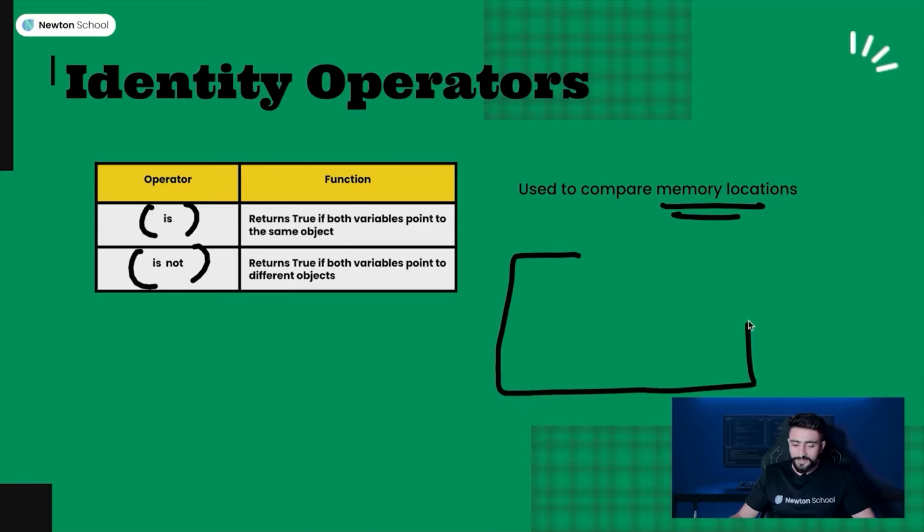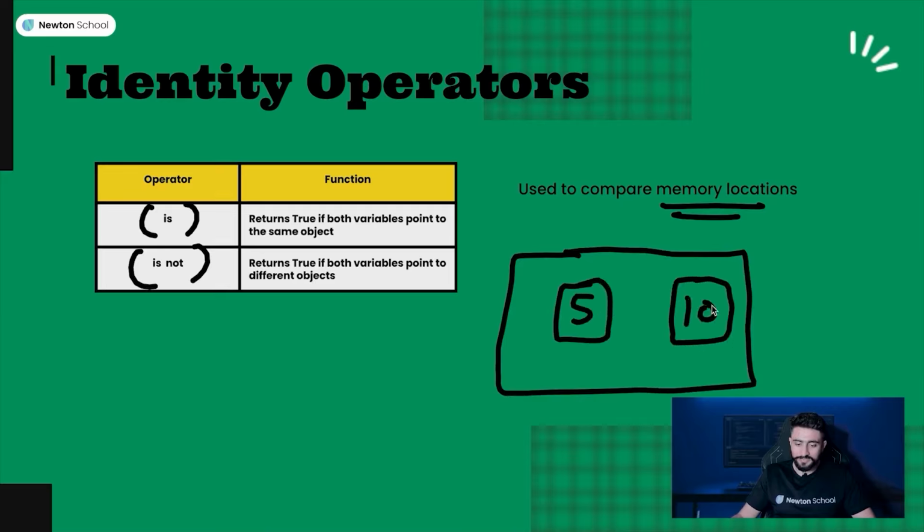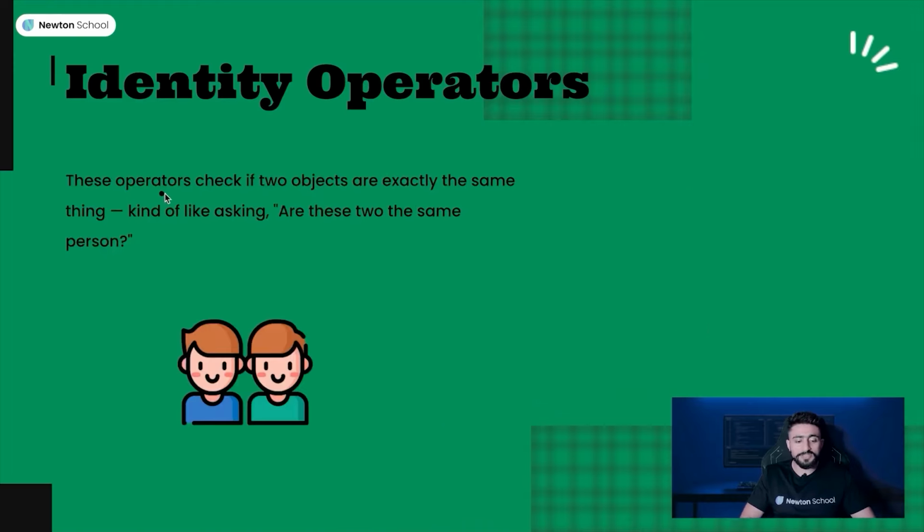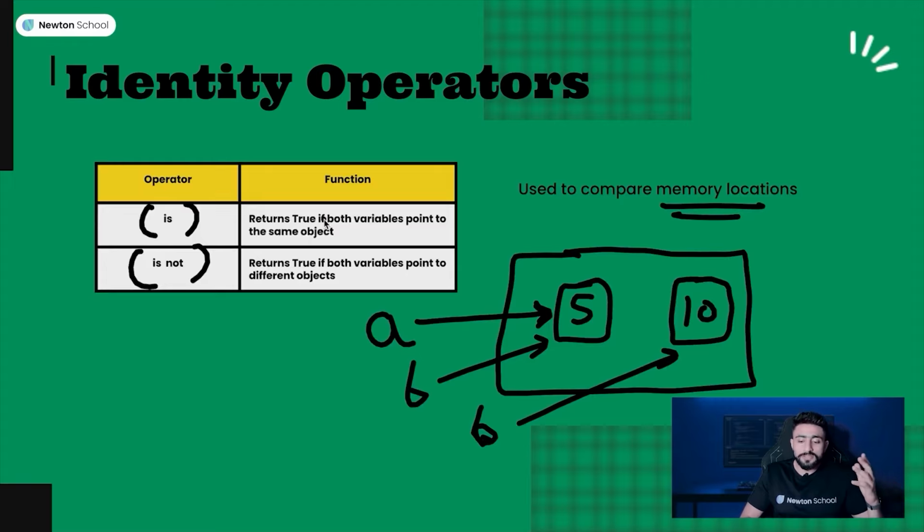So in the last video we have seen that in the memory our values are stored. For example, in this memory location 5 is stored, in this memory location 10 is stored. So we are saying it returns true if both variables point to the same object. Let's say there is a variable A, signifying this memory location, and there is variable B, signifying this memory location. Are they the same? No. So A is B will return false. But if B also points to the same memory location, only then it will return true. So the variables should point to the same memory location, only then they are identical.